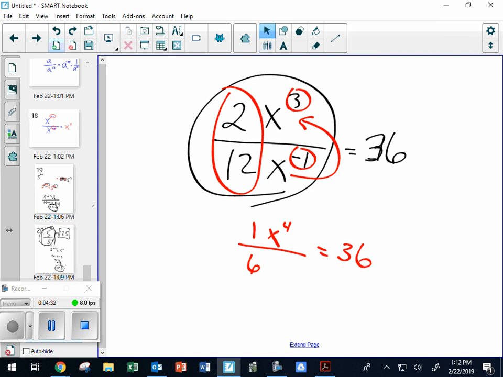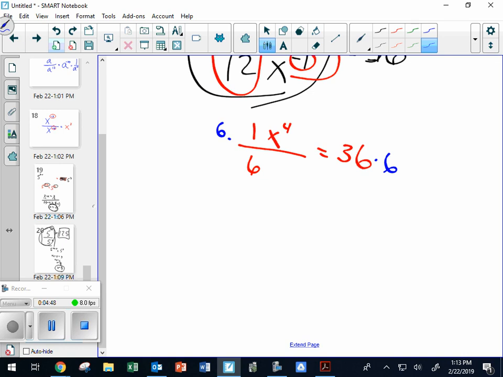What have I told you about clearing denominators, clearing fractions? Just multiply by the denominator. The denominator is 6, so I'm multiplying by 6. Times 6, 36 times 6, that's gross. X to the fourth is equal to 36 times 6, which really means 6 times 6 times 6. Okay? 216.